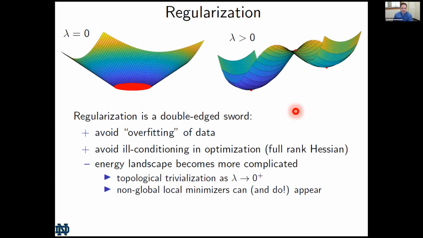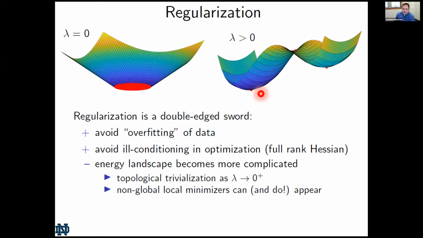But regularization is a double-edged sword. On one side, you avoid overfitting the data. That's nice. When we throw in regularization, we don't have all of these crazy oscillations. We have a nice approximation. You don't have the ill conditioning coming from this flat region. So you have a nice point, meaning Newton's method is going to quadratically converge. Your optimization methods are going to be well conditioned there.